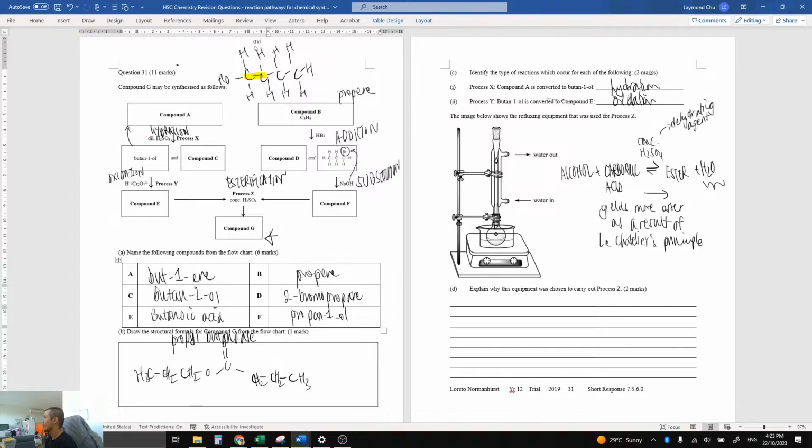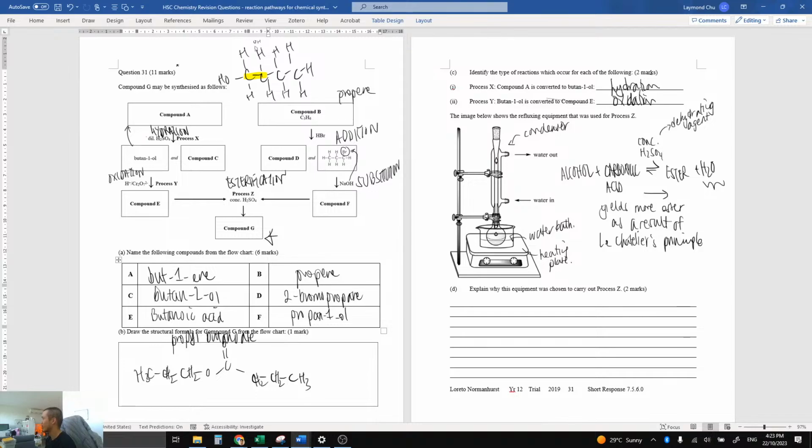Okay. Now explain why this equipment was chosen to carry out process C. So process C is esterification. This setup. Okay, what do we have here? This is a condenser. What does this do? Condenses the vapors. Okay. What do we have here? We've got a water bath, and it looks like there's a heating plate here, which is very good.